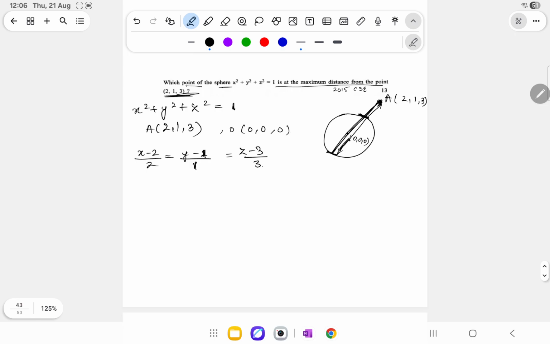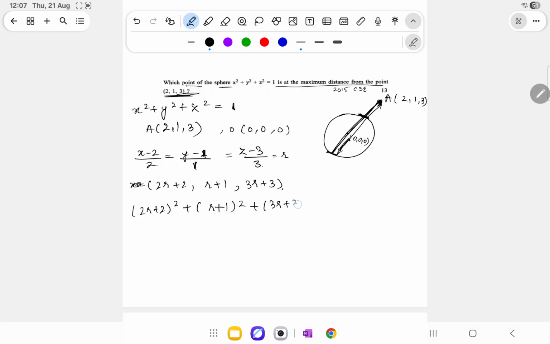And since this is a line, we can get any arbitrary point on it. Any arbitrary point here will be 2r plus 2 comma r plus 1 comma 3r plus 3. This will be a point on the sphere where this line meets the sphere, so these points must satisfy the equation of the sphere. From there we'll get 2r plus 2 whole square plus r plus 1 whole square plus 3r plus 3 whole square equals 1.